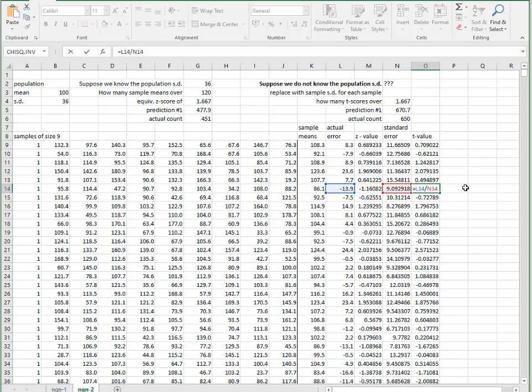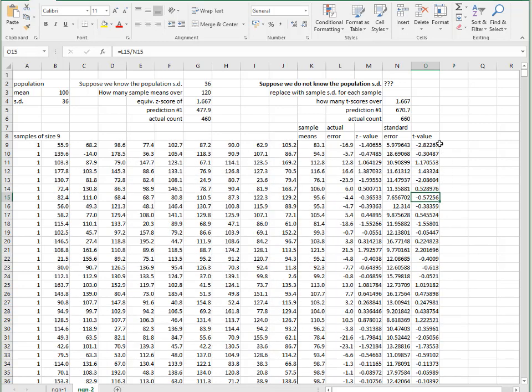And that gives you what would be a z-score, except now it's called a t-value because it does not quite follow the z distribution. It follows a slightly different distribution, not the normal distribution, a t distribution.